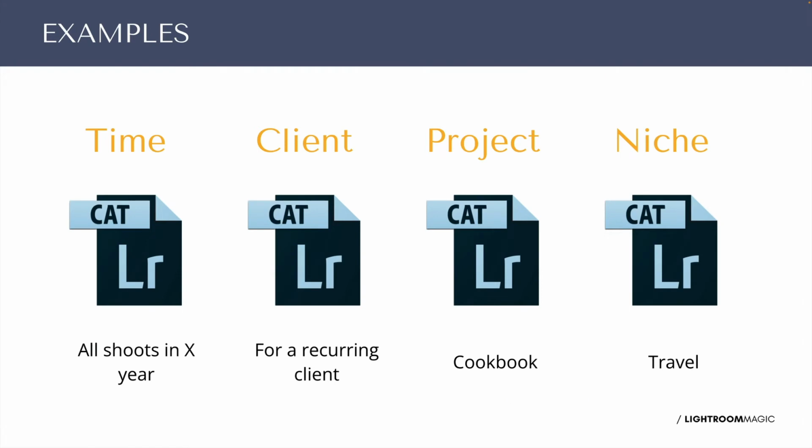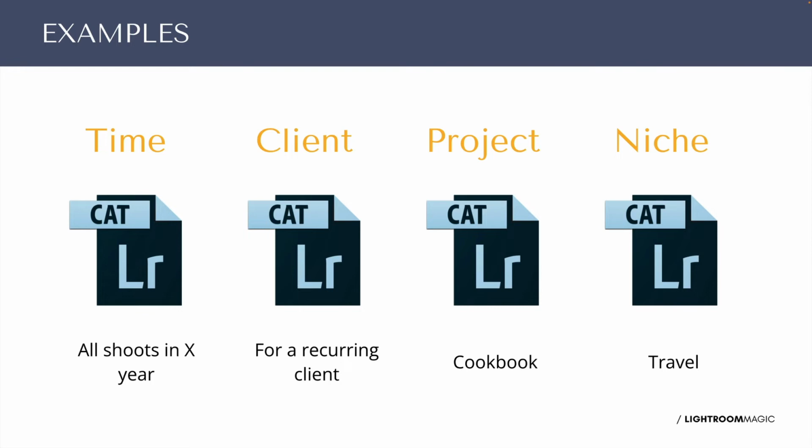So some examples that we have here. This is different ideas about how you can set your catalogs up. So you could have a time-based catalog. So that's all shoots that you do in X year. So you could do all shoots in 2023, all shoots in 2024, or you might have a reoccurring client. You do shoots for them weekly or monthly. Now you might want to have a catalog just for that client. This works really well if you're shooting for food blogs or brands and you have packaging and things like that that you're shooting for all the time.